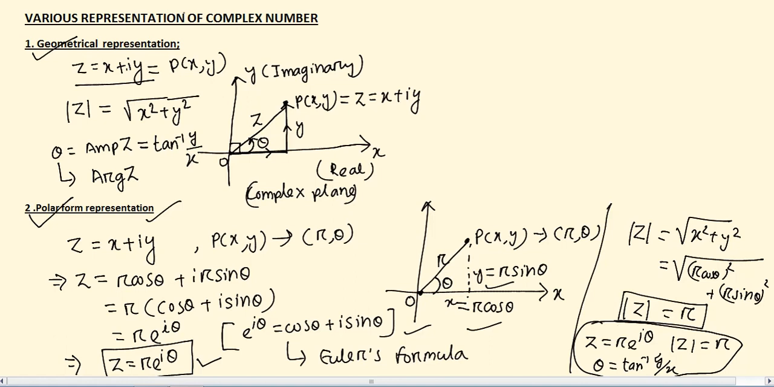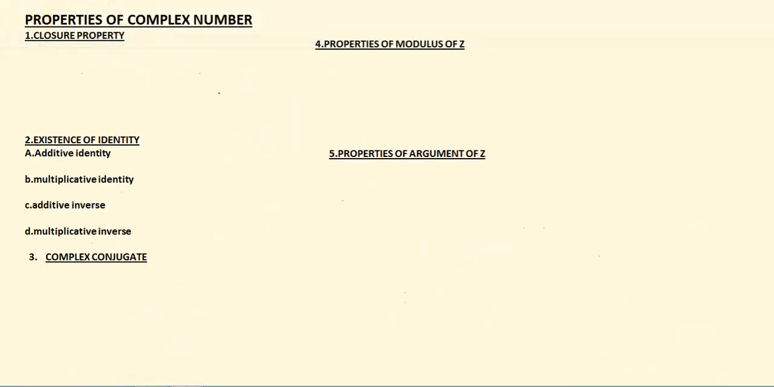Next we will see the properties of complex numbers. The first one is the closure property. Complex numbers obey the closure property: if z1 and z2 are two complex numbers, then their addition is a complex number, and their multiplication, their exponents, and their subtraction are also complex numbers.